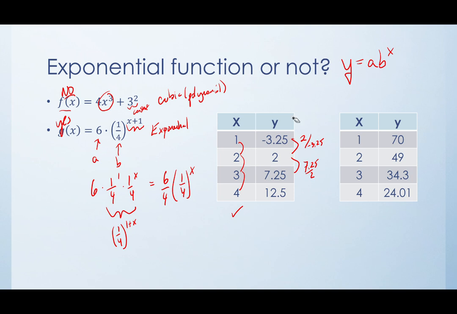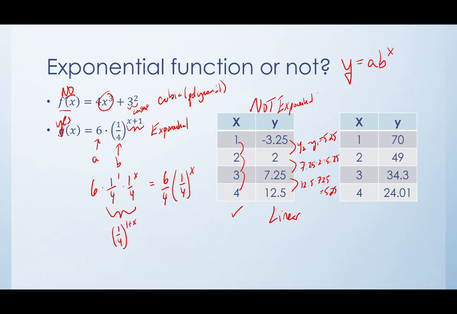What it is, though, is linear, because our y2 minus y1, in this case, 5 1/4, and then we get 7.25 minus 2 is 5 1/4, and we've got 12 1/2 minus 7.25, which is also 5 1/4. So this one is linear, so this one is not exponential. What about the last one?